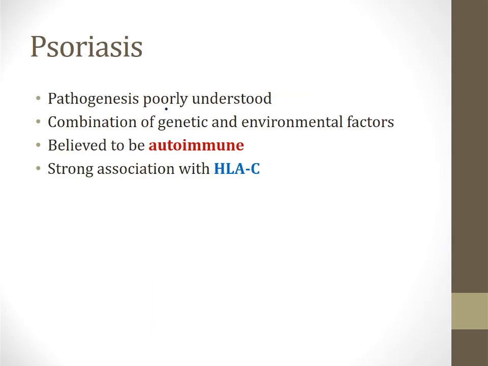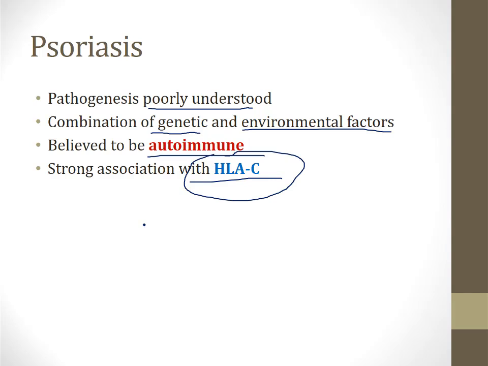The pathogenesis of psoriasis is poorly understood. The disorder is believed to result from a combination of our genes and also things that we encounter in the environment. There's also believed to be a component of autoimmunity, and the reason for this is because psoriasis has a strong association with the HLA-C subtype. In the immunology videos, I talk about the human leukocyte antigen genes, or the HLA genes, and how they make up important components of our immune system. People who have the HLA-C subtype are much more likely to develop psoriasis, and this is the reason that it's hypothesized that there is some component of autoimmunity involved in this disorder.